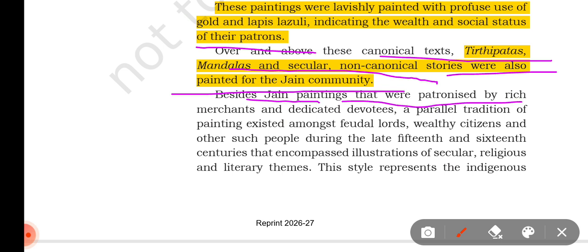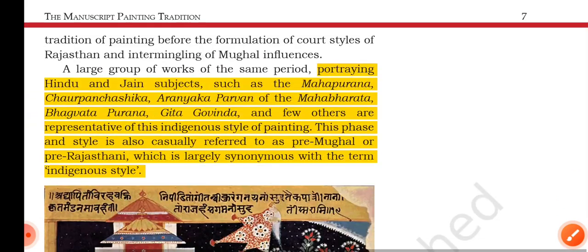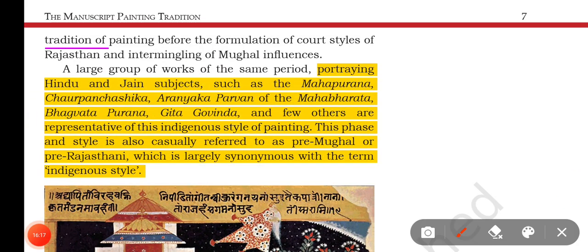Besides the Jain community that was patronized by rich merchants and dedicated devotees, a parallel tradition of painting existed among feudal lords, wealthy citizens, and other such people during the late 15th and 16th century that encompasses illustration of secular, religious, and literary themes. This style represents the indigenous tradition of painting before the formation of the court style of Rajasthan and the intermingling of Mughal influence.